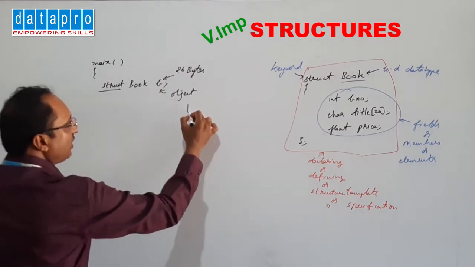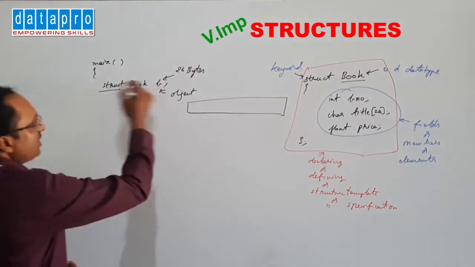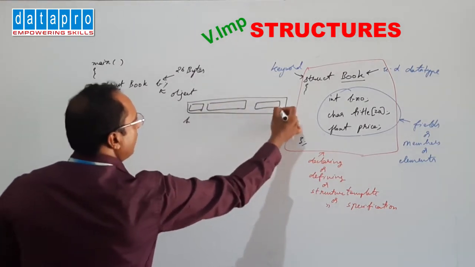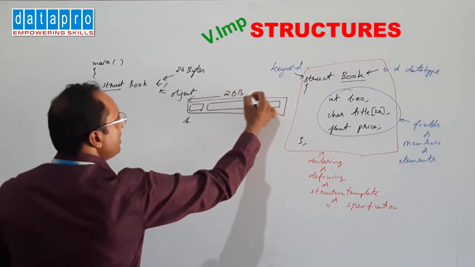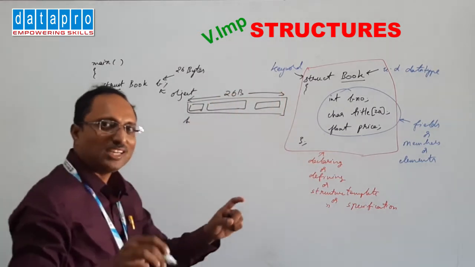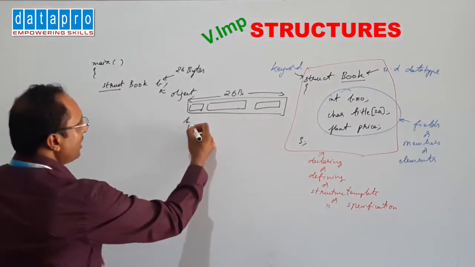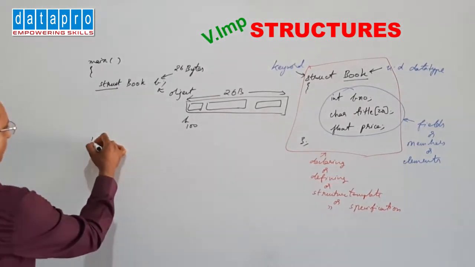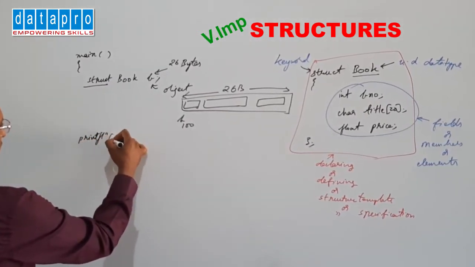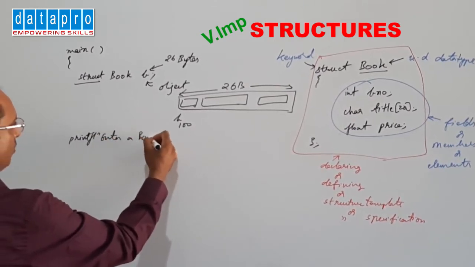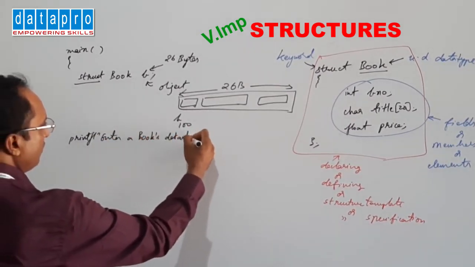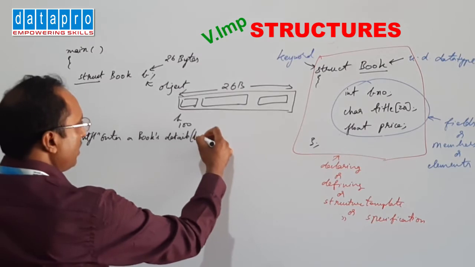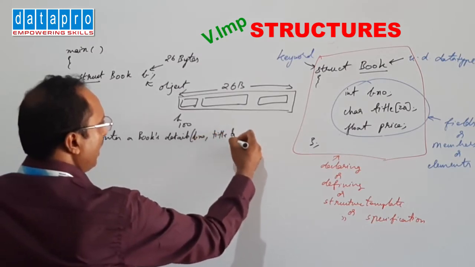Now let me draw a figure for this object. So b, it contains book number, title, price, and the entire thing occupies 26 bytes. In our example, assuming that integer occupies 2 bytes, let's say its starting address is 100. Okay. Now let's ask the user to enter a book's details. We have to tell the user in which order he has to enter the data. So first one is book number, followed by title, and then price.